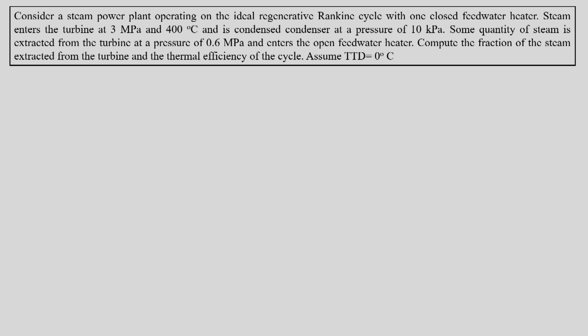We will go to the next example, which reads: consider a steam power plant operating on the ideal regenerative cycle with one closed feed water heater. The steam enters the turbine at 3 megapascal and 400 degrees Celsius and is condensed in the condenser at a pressure of 10 kPa. Some quantity of steam is extracted from the turbine at a pressure of 0.6 megapascal.